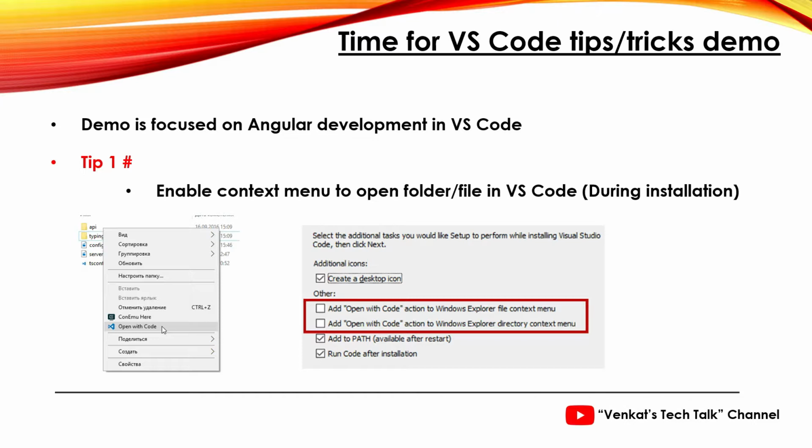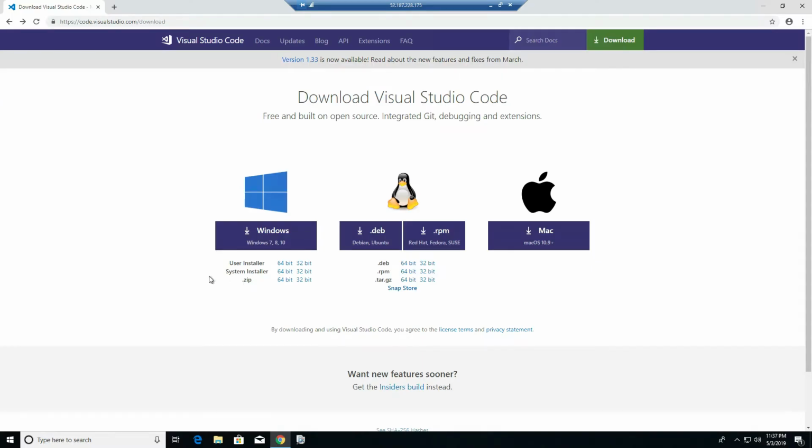Okay, let us get started. So I'm on the download page of Visual Studio Code. I'm going ahead with the user installer. I'm fine with installing for one specific user instead of across multiple users in the system. The system installer is for all the users. I'm fine with a single user. 64-bit.